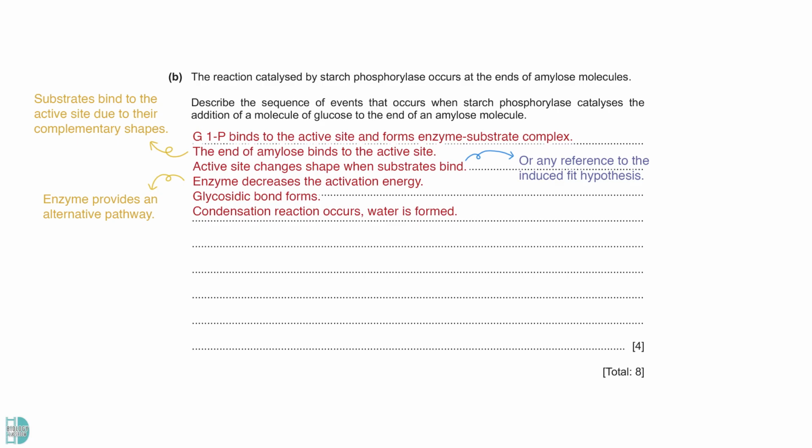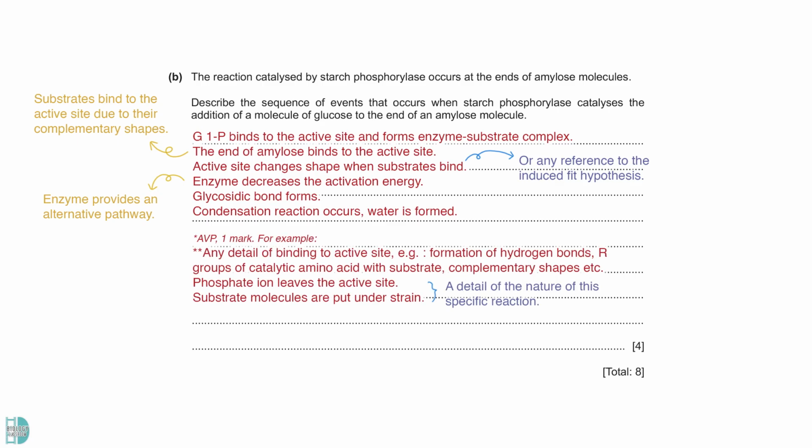There is a mark for AVP. For example, you can talk about the formation of temporary hydrogen bonds between the substrates and the enzyme for the ES complex to form. You can also provide a detail of the nature of this specific reaction.